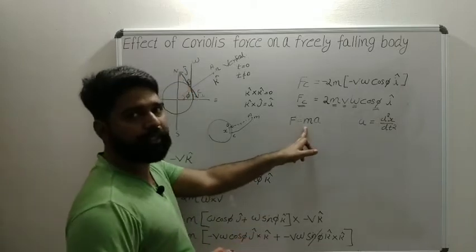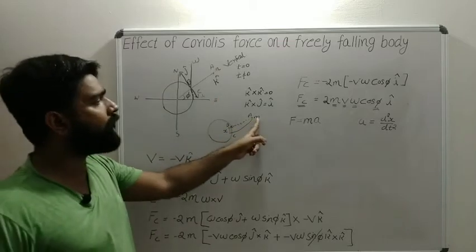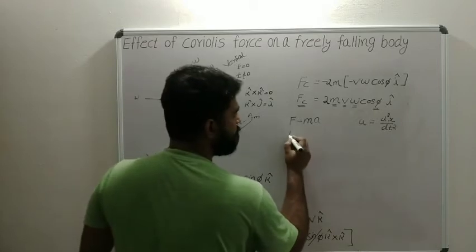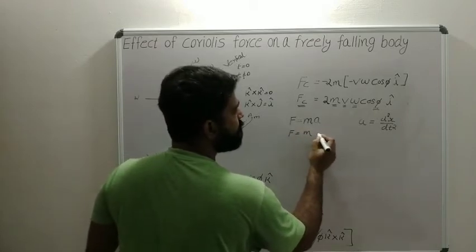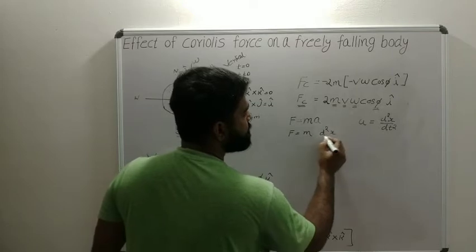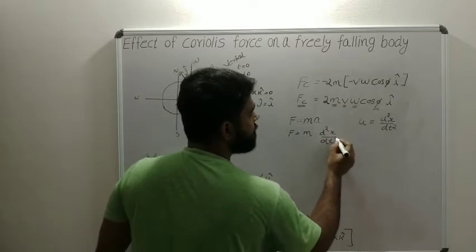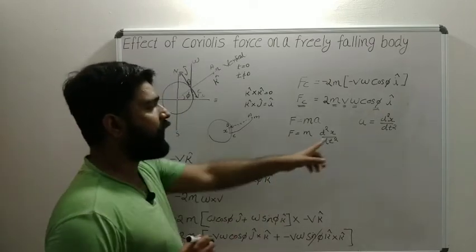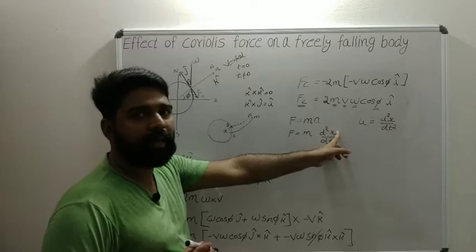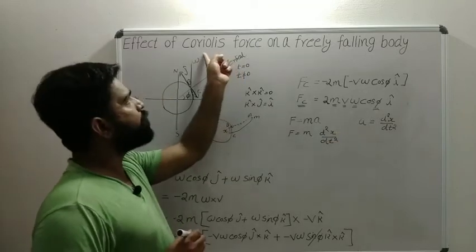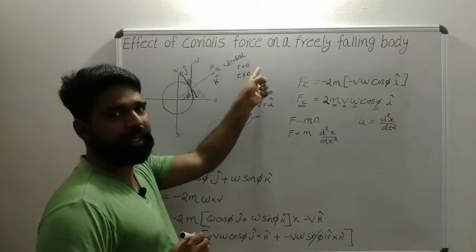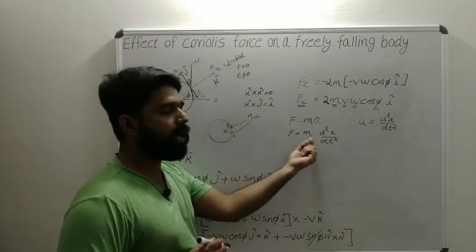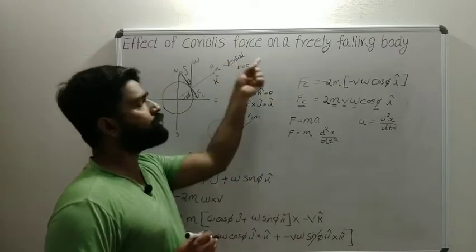M is the mass of the object. So in this case, m is the mass of the object, and a, what is a? We can substitute this value. F is equal to m into d square x by dt square. So how is this displacement happening due to this Coriolis force? The product of d square x by dt square into m is equal to the Coriolis force.